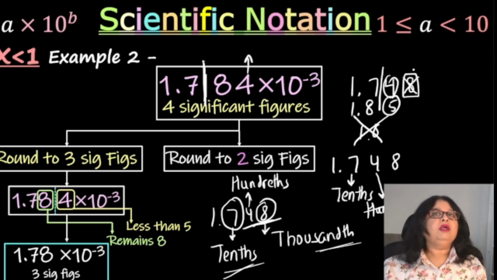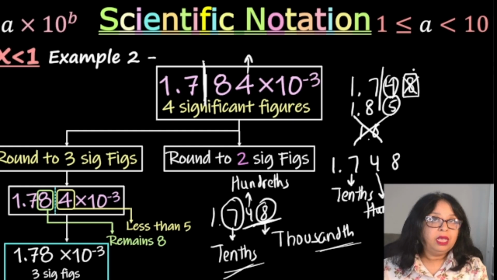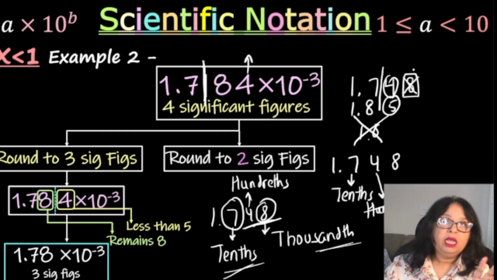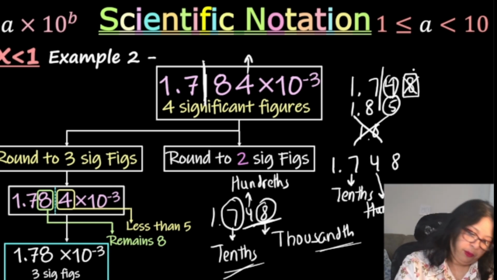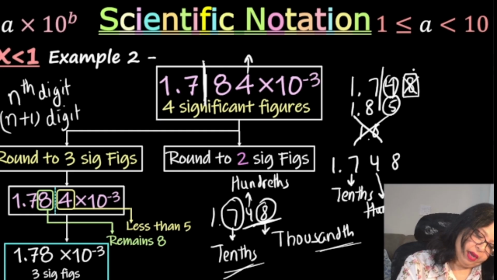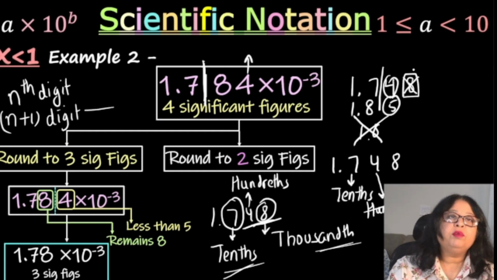So if you're rounding off to two digits, then only the third digit will have an impact on rounding off. If you're rounding it off to, let's say, the nth digit, then only the n plus 1 digit will have an impact. All the digits after that will have no impact.